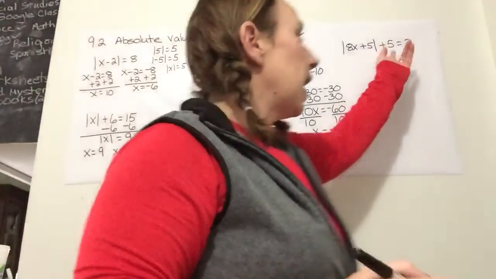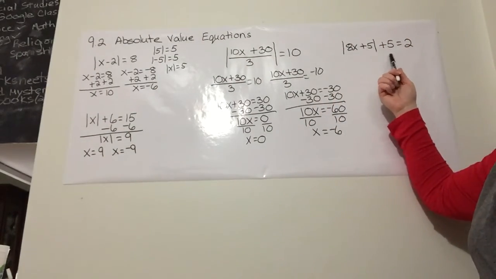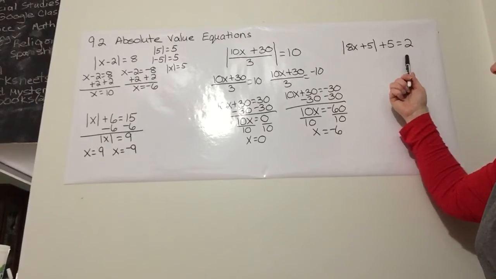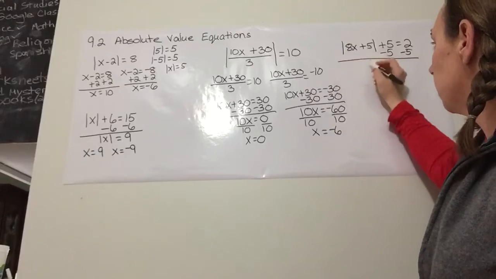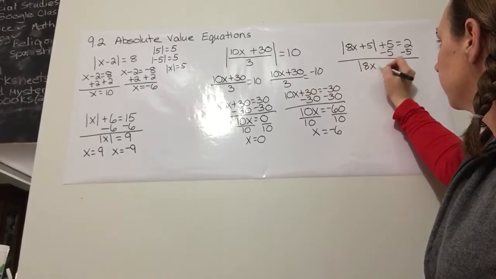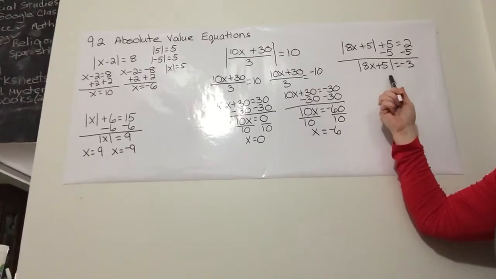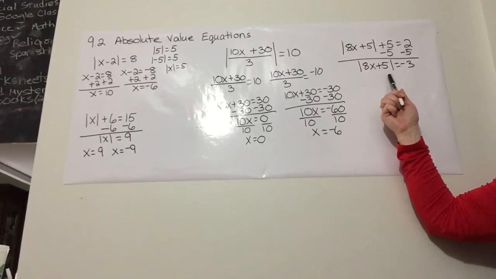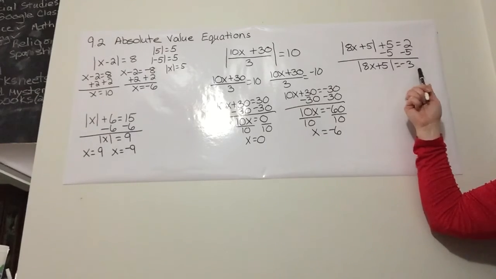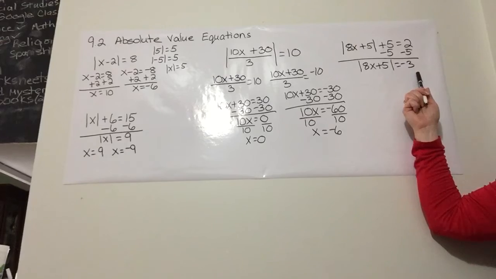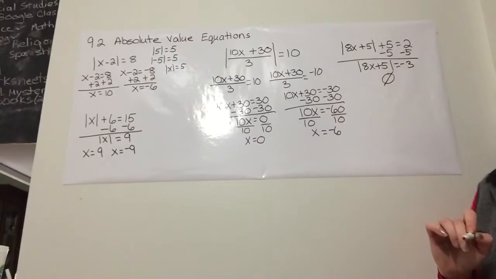Now remember, the absolute value is always equal to a positive number. Okay? So over here, I don't have the absolute value by itself. So I have to first subtract 5 before I can split it up. Okay, so right now we have the absolute value is equal to a negative number. Can we have an absolute value equal to a negative number? No. No. So this one is no solution. You can't do it.